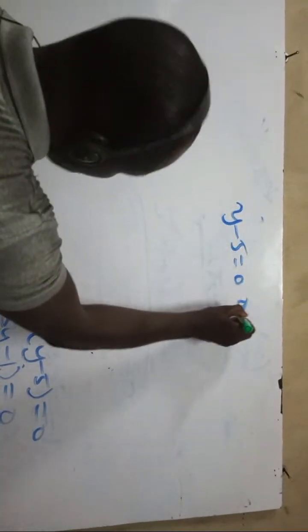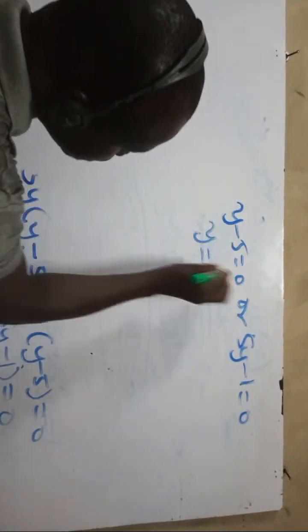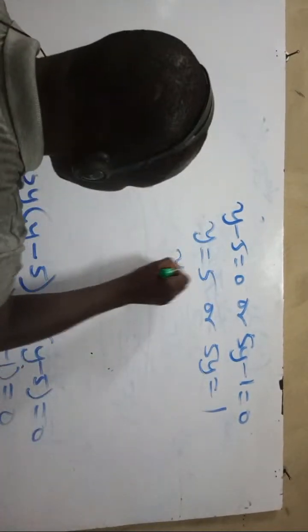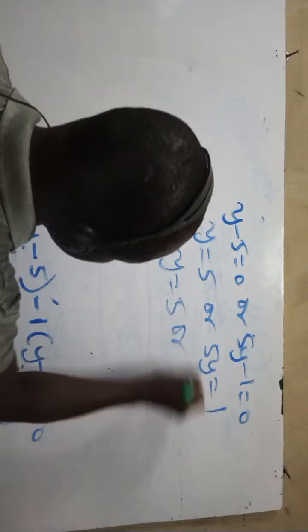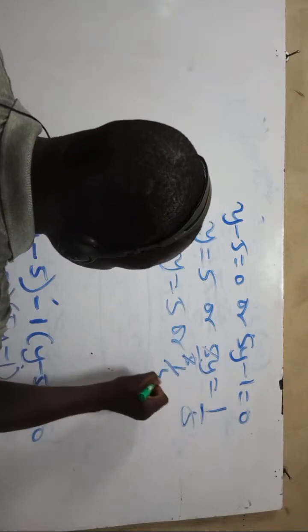Then when we have the product of two factors equal to 0, the implication is that at least one of the two factors must be equal to 0 for us to be able to get 0, but we are not sure which. So we now say y minus 5 equals 0 or 5y minus 1 equals 0. In this case, you transfer this minus 5 to the other side, the sign will change, y equals 5, or you say 5y is equal to 1. Divide both sides by 5, this will cancel this, so y equals 1 over 5.